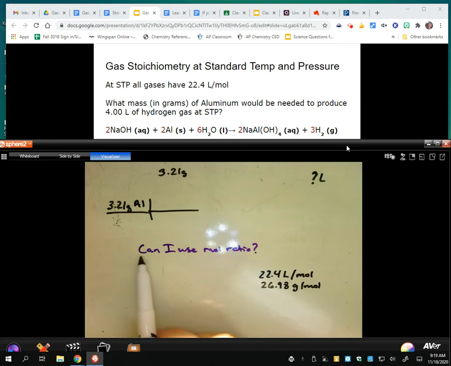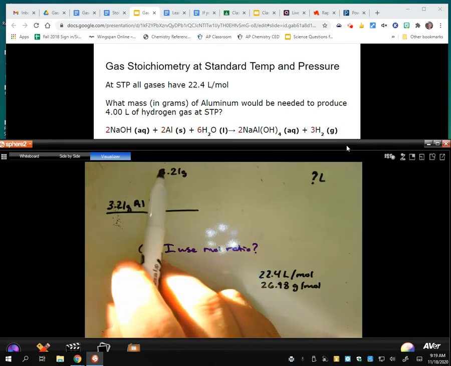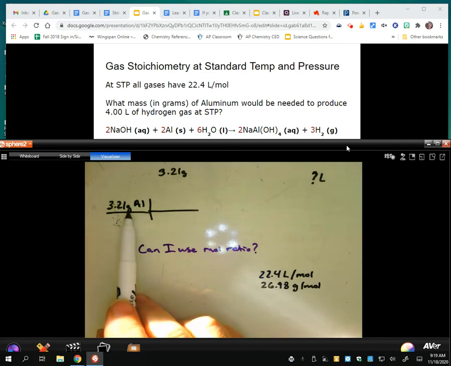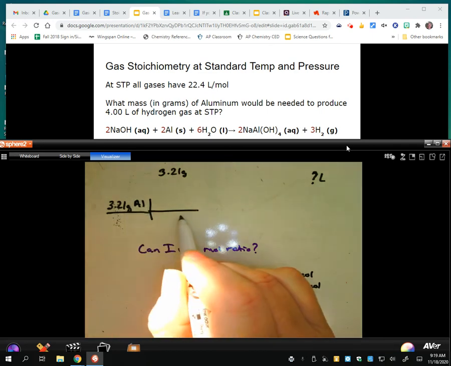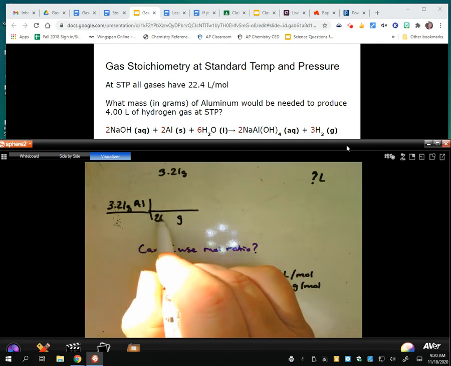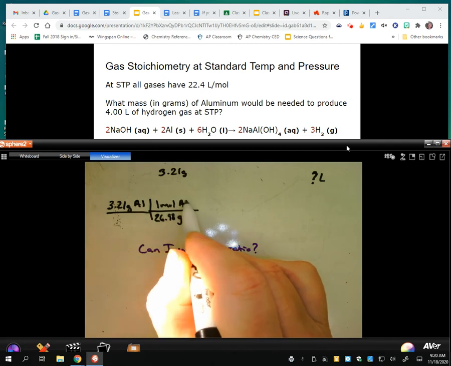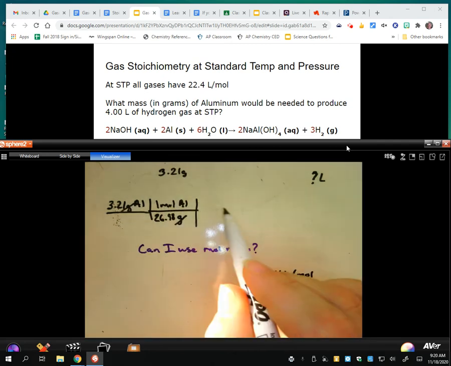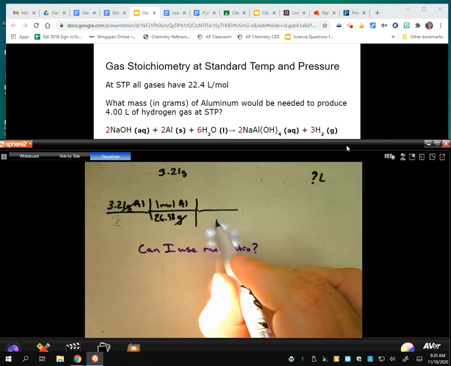And so I go to my guiding question: can I use mole ratio? Well, I have grams here, so the answer is no. But I need to use mole ratio because that's the only way to move around. So I'm going to use molar mass to convert from grams to moles. Gram is here, gram has to go here, and there are 26.98 grams in 1 mole of aluminum. Grams cancel out. Now I have moles of aluminum. I go back to my guiding question: can I use mole ratio? The answer is yes, because I have moles here, so do.